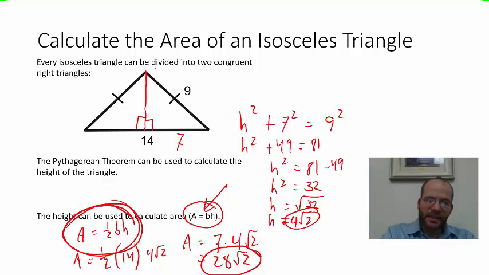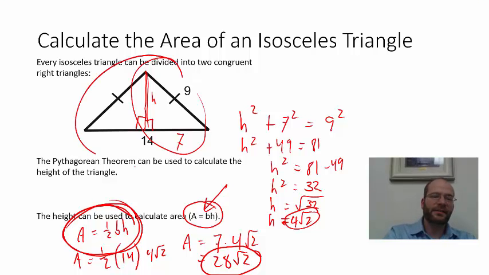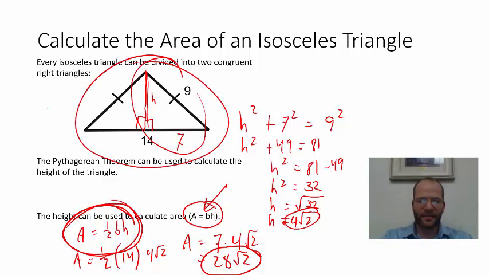Note that the height of the small triangle on the right, this height right here, is the same height as the larger isosceles triangle. H is the same in both of those, so that's something to be aware of.